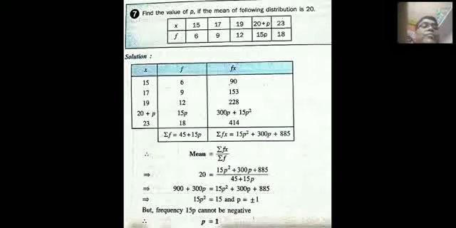Cross multiply, so you find that 300P is cancelled from both sides. 15P square is 15, so P is equal to plus or minus 1. But 15P cannot be negative, therefore P is always the one positive value. P is equal to 1.